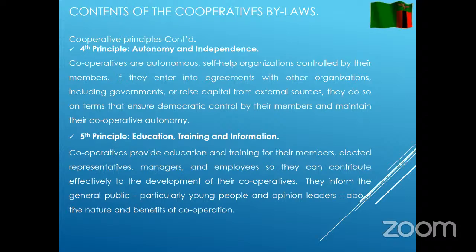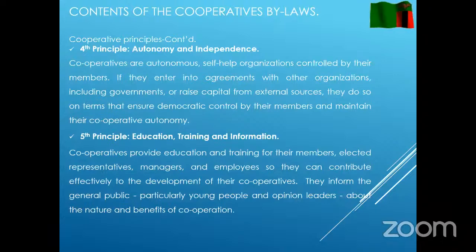It enlightens the members. When the members are not enlightened, they will not contribute effectively to the development of the cooperative. Because anything that you talk about, especially from the constitution and the bylaw, they are not aware. And how do you expect them to move forward if they don't know their rights and obligations? Then you are also informing the general public about your activities. Who are the people who could join you? So you sell yourself to the public.